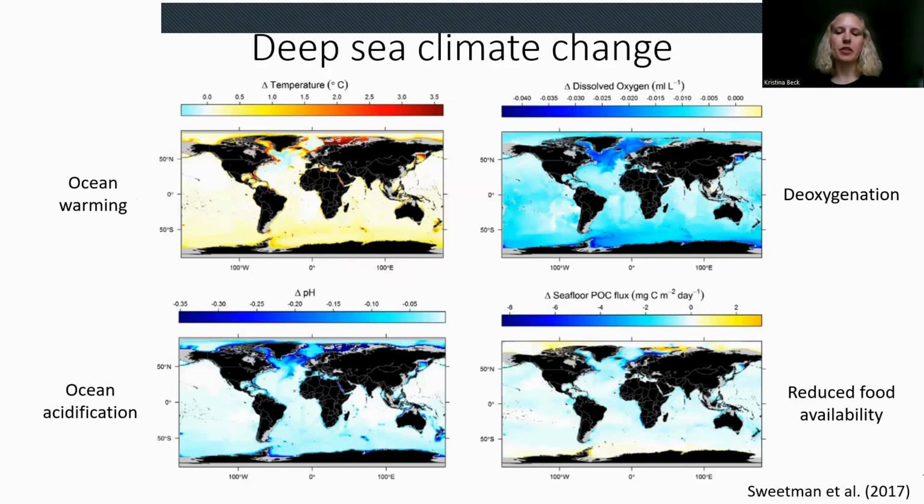Here I've shown a figure from Andrew Sweetman's paper that summarizes the main environmental changes at the deep sea floor. These corals will be affected by a combination of warming, ocean acidification, changes in oxygen concentration, so deoxygenation, and changes in food availability. We expect that the flux of particulate organic carbon to the seafloor will decrease in the next few decades due to climate change.